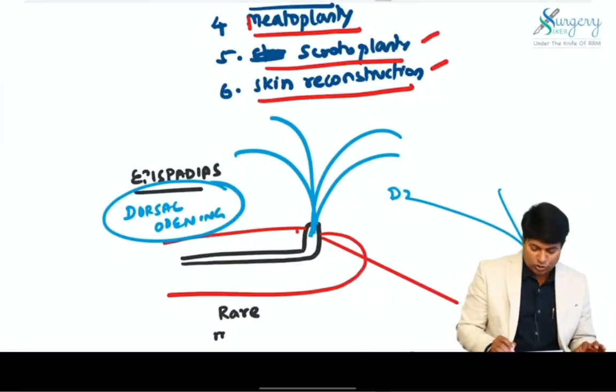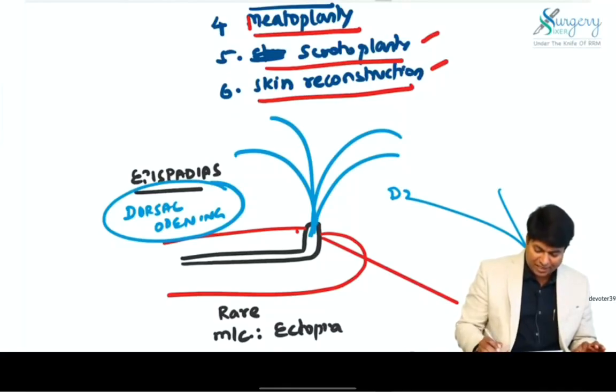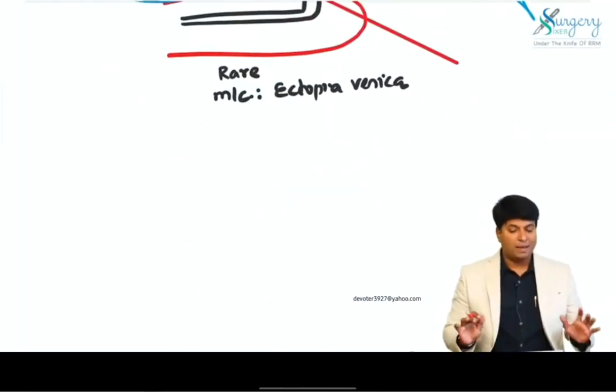It is rare and it is commonly associated with what? Most commonly associated with ectopia vesicae, which we already discussed. So epispadias, a rare anomaly, is most commonly associated with ectopia vesicae.